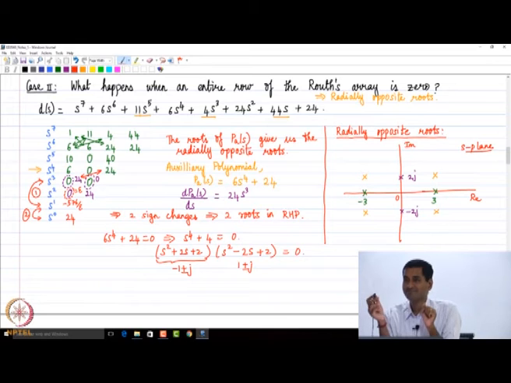The constant term is non-zero. See, if you have a root at the origin, the constant term is 0, right? But here the constant term is non-zero, so there is no root at the origin. That's how we figure things out. Is it clear? Yes, please.